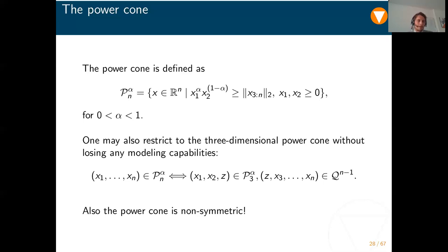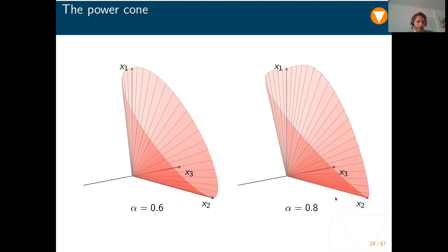Here are pictures of a power cone for two values of alpha. So you see again, it looks similar to a rotated quadratic cone. Just the more you get the alpha away from 1/2, the more the cone gets skewed somehow. Okay, applications.